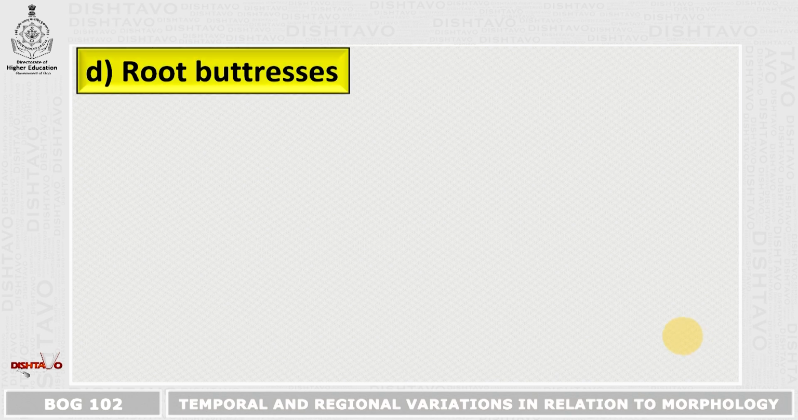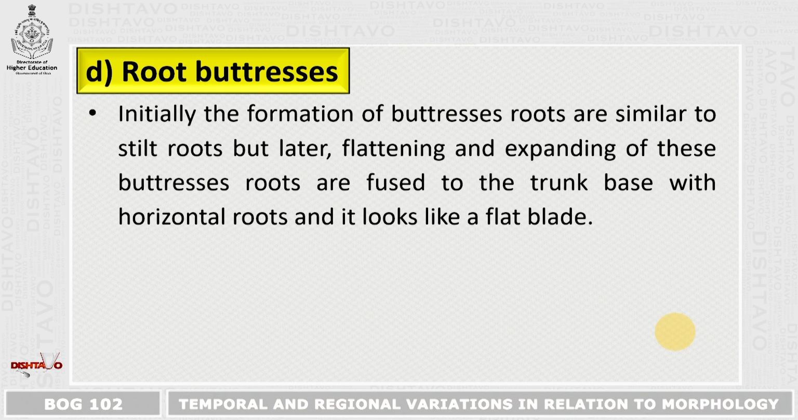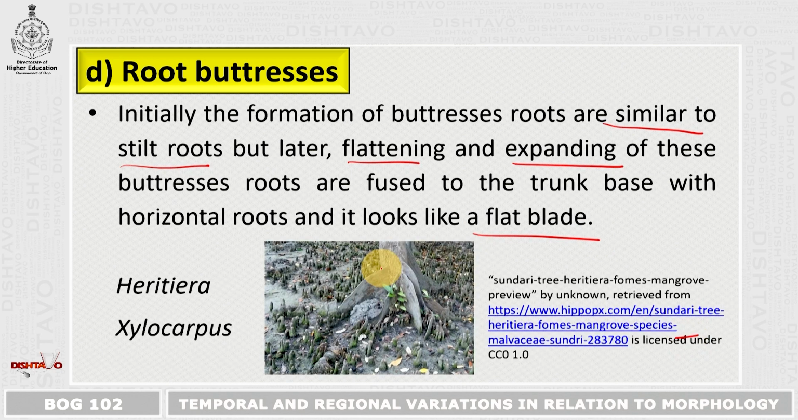Next, we have root buttresses. Initially, the formation of root buttresses are similar to that of stilt roots, but later flattening and expanding of these root buttresses are fused to the trunk base with horizontal roots, and it looks like a flat blade, which you can see here in the picture. The plants in which such roots exist are Heritiera and Xylocarpus.